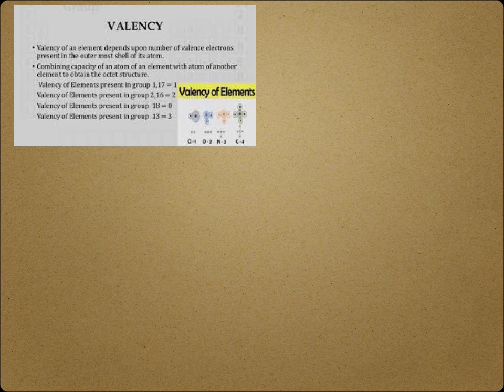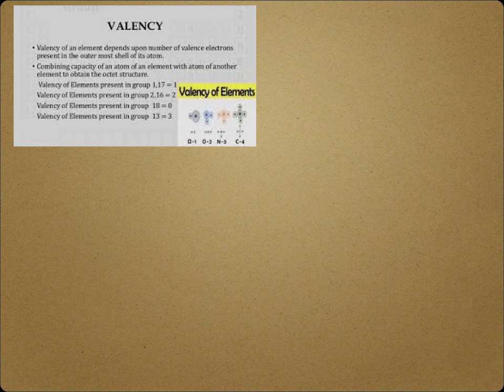Next we shall see about valency. Now what's valency? Valency of an element depends upon the number of valence electrons present in the outermost shell of its atom. So we can define valency as the combining capacity of an atom of an element with an atom of another element to obtain the octet structure.